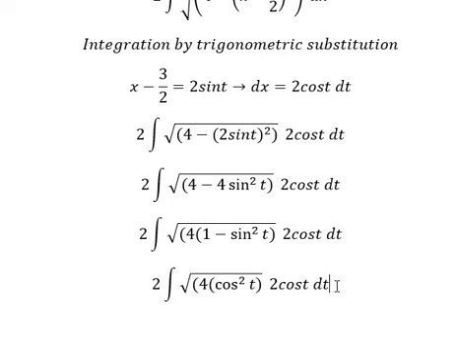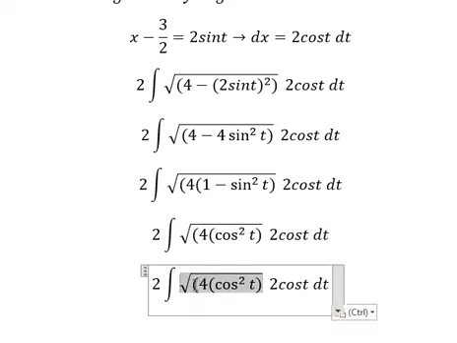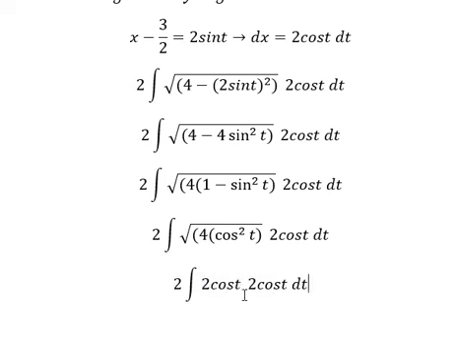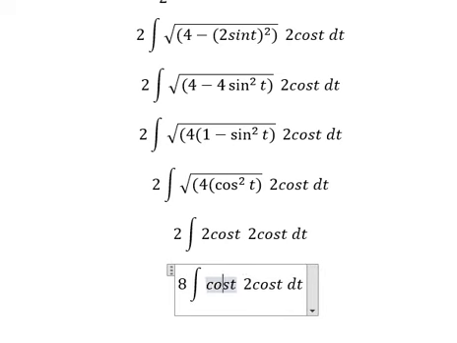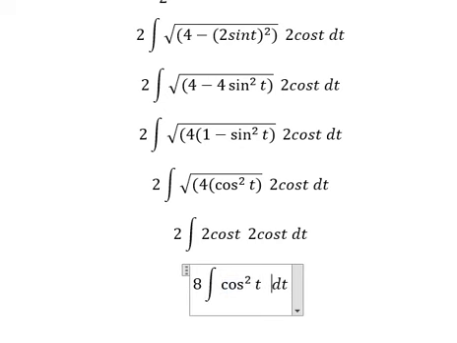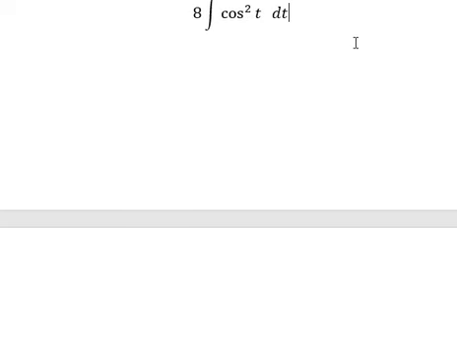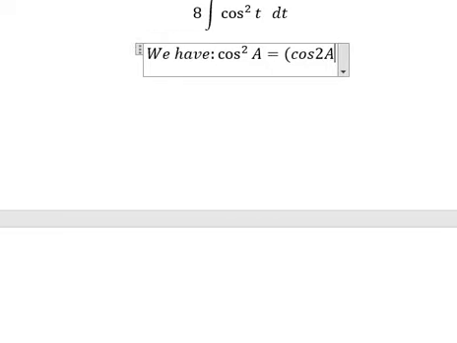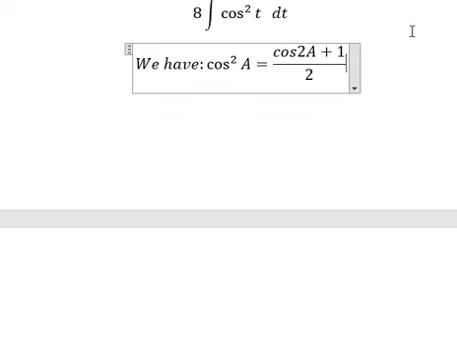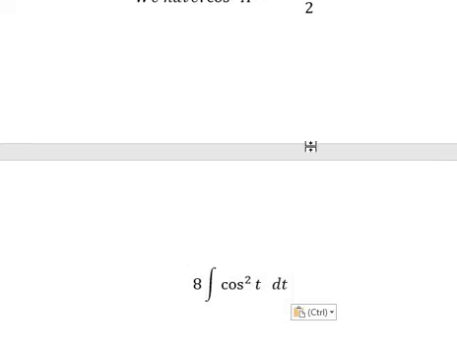The square root of this one, that is number 2 cosine t. So number 2 and number 2, we have 8. Cosine t, we have cosine t squared. So we have the formula in here. So we need to transform this one into this one.